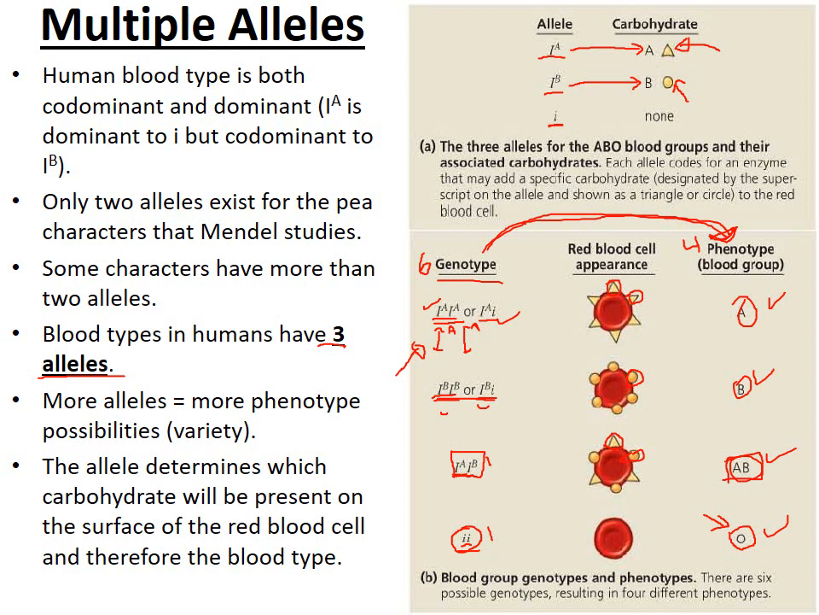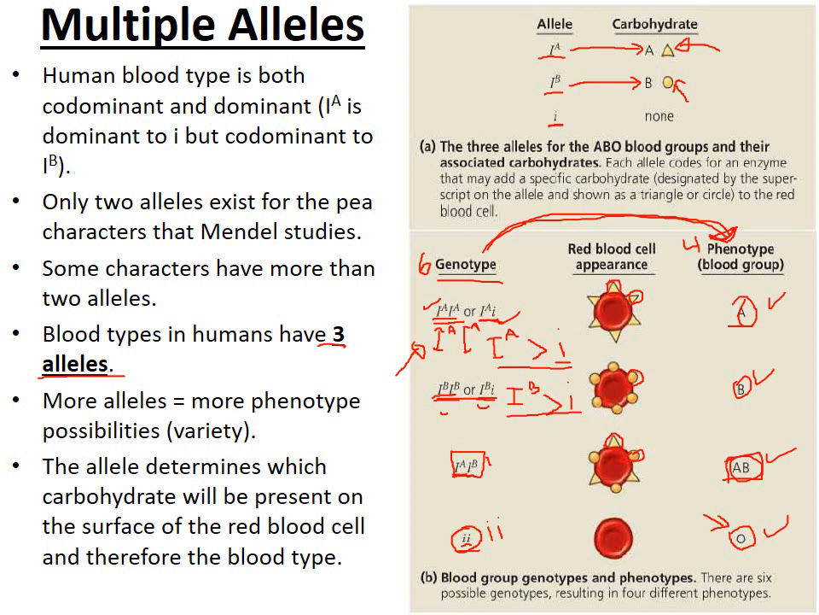So one more thing I want to point out before we do some practice problems is that you may have noticed that IA is completely dominant to i. When you have IA and i, you become blood type A. The only way to become blood type O is if you have 2 little i's. So the little i here is recessive to IA. And you'll notice that IB is also completely dominant to little i. So there's 2 cases of complete dominance.